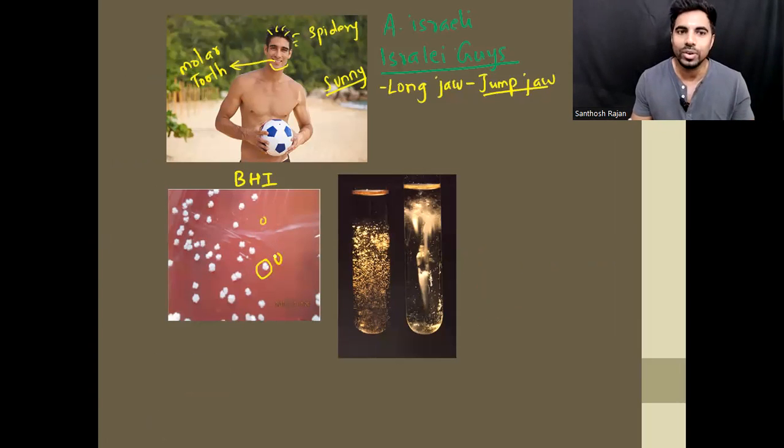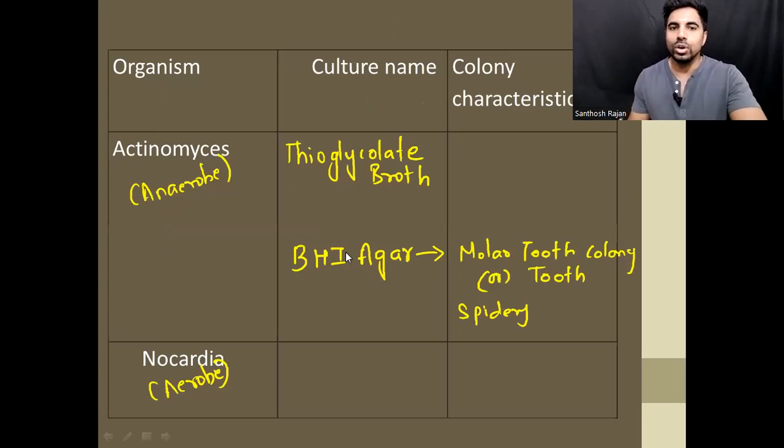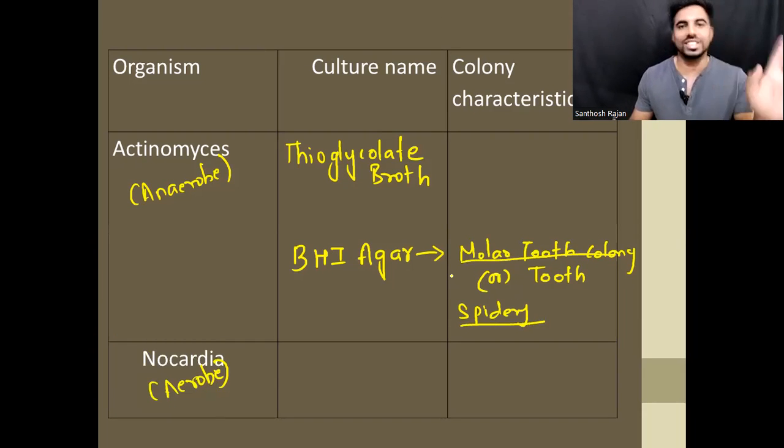Okay, you read it. Okay, right? So those things, molar tooth. So remember, in BHI, when the words molar tooth colony or spidery colony come, you're going to think about what? The Actinomyces. If the question asks about molar tooth, then you're going to say this molar tooth colony or spidery means it's for your Israeli guys. Okay, got it?